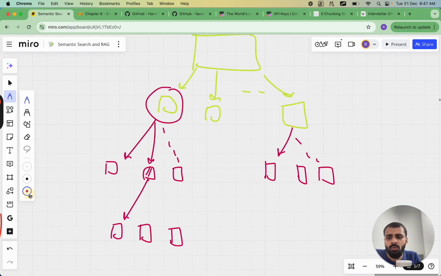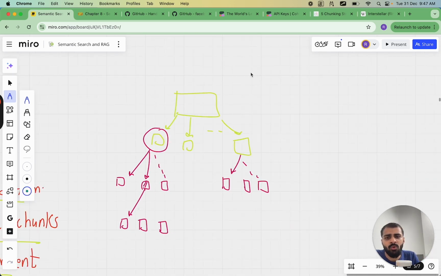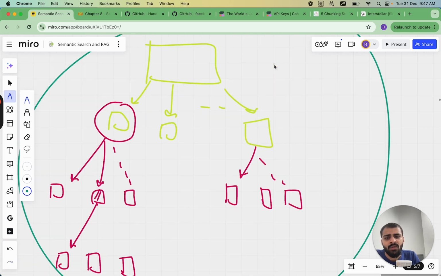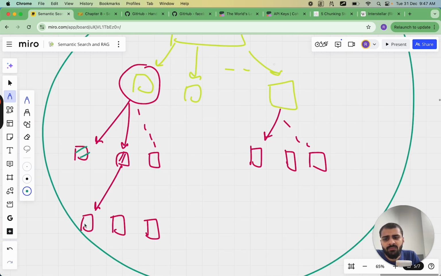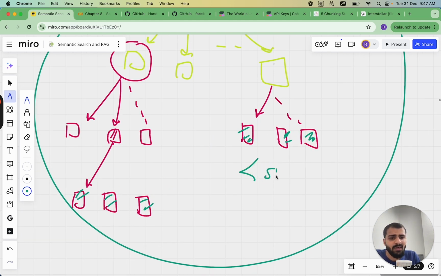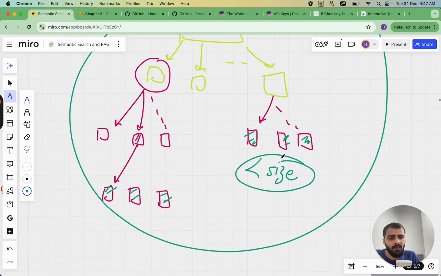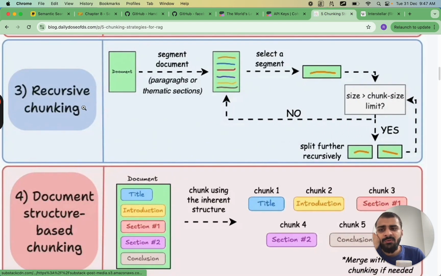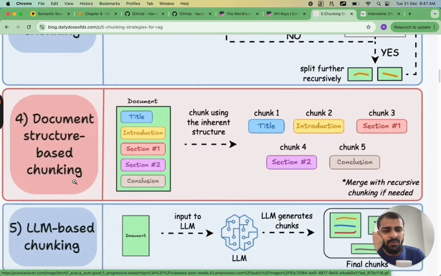Once you do this entire process and look at each of the chunks in the leaf, you will see that all of these are less than a particular size. This will make sure that the chunks do not become very large, because very large chunks lead to loss of meaning. So that's recursive chunking.